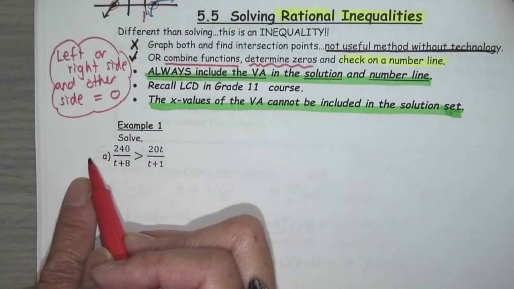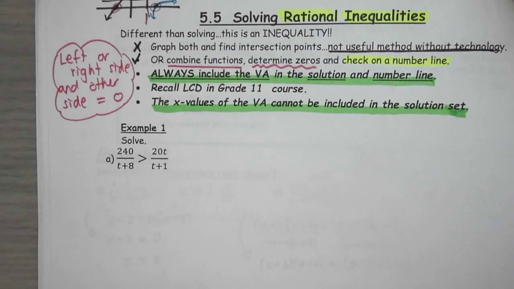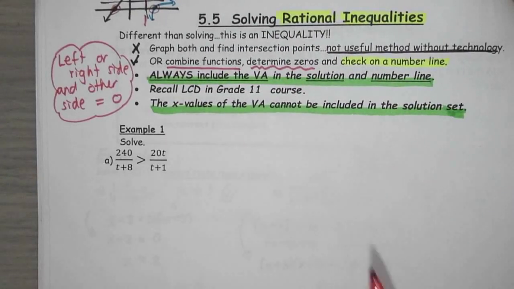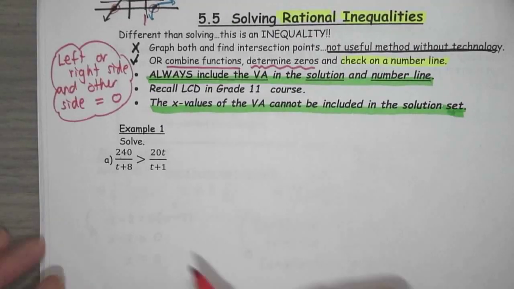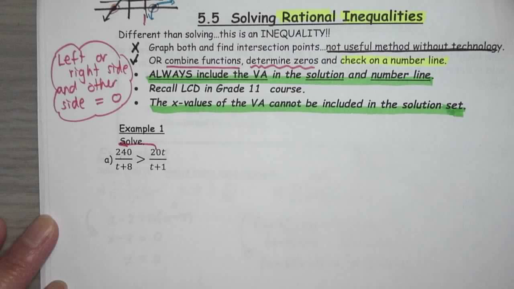I brought it to the left side, so I'll be looking for above 0. But our two graphs will be opposite. But I'm not graphing it, right? I'm just going to do a number line, which I'll show you. So it doesn't matter which side. I'm going to bring it to this side, so I'm using this left or right side idea right here.